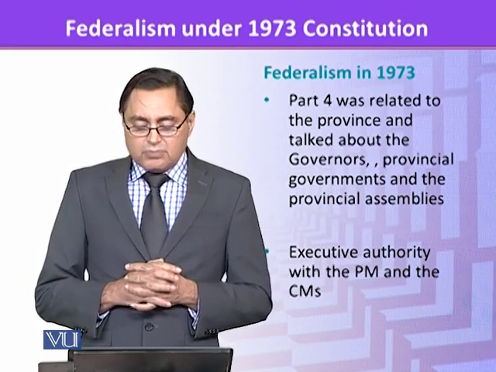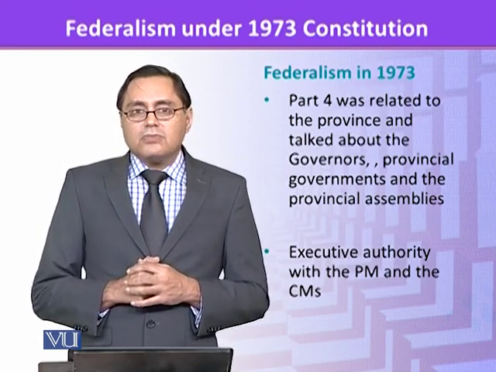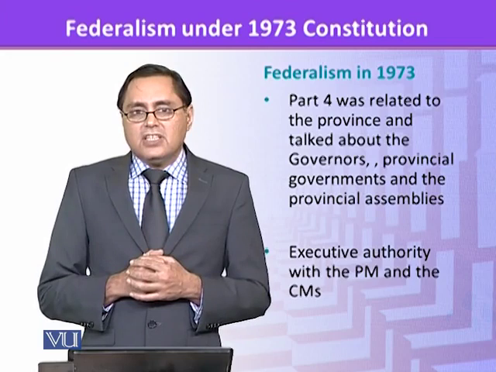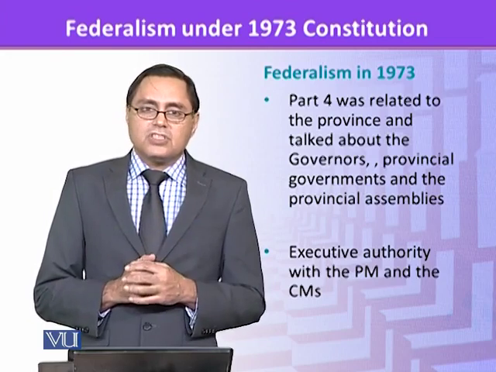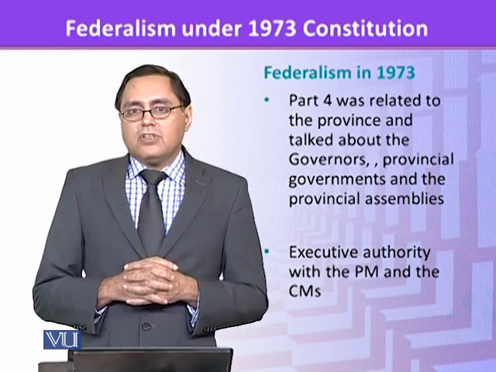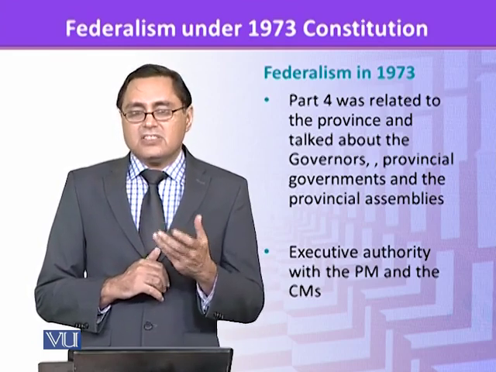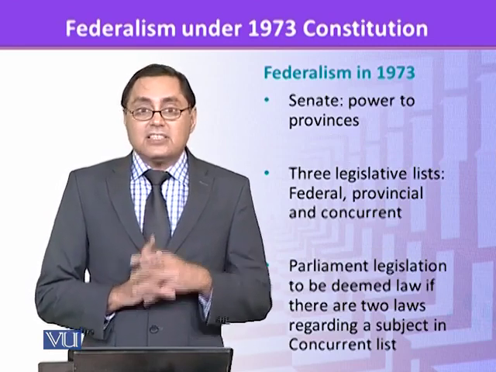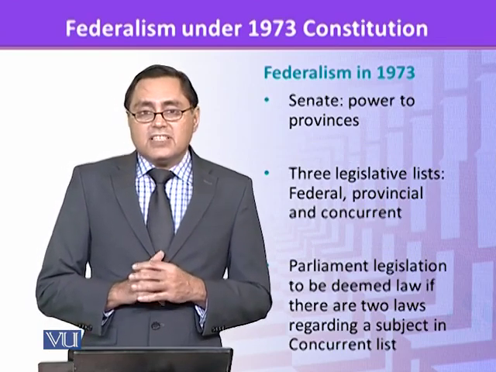The next part discusses provinces, governors, provincial governments and provincial assemblies. One of the new features of this constitution was that the executive authority rested with the prime minister and the 4 chief ministers. In the previous 2 constitutions, the key or sole decision maker was not the prime minister or the chief minister. So governors and presidents did have their own power, but not in the case of the 1973 constitution as it was originally approved in 1973. A new feature was again the Senate.